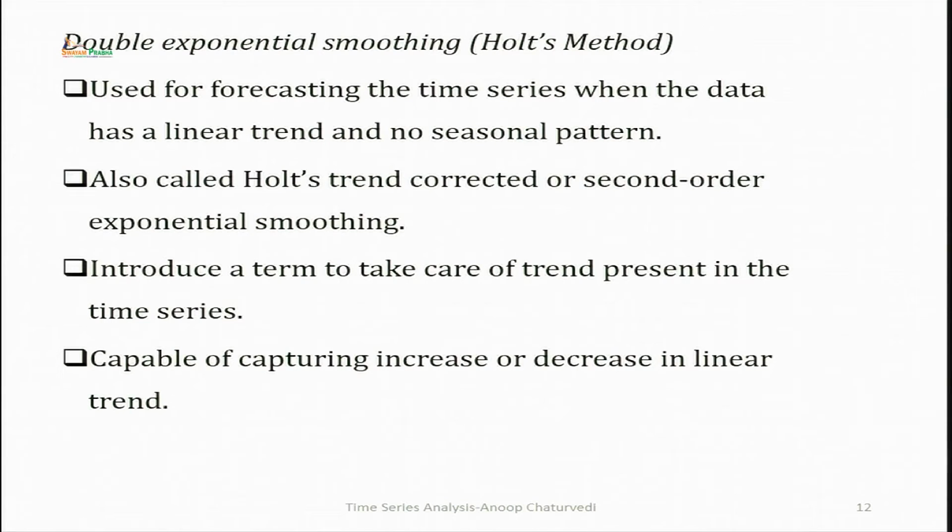This method is also called Holt's trend corrected or second order exponential smoothing procedure. Then we introduce a term to take care of the trend present in the time series. This method is also capable of capturing an increase or decrease in linear trend. So, you can use it for increasing trend as well as for decreasing trend.